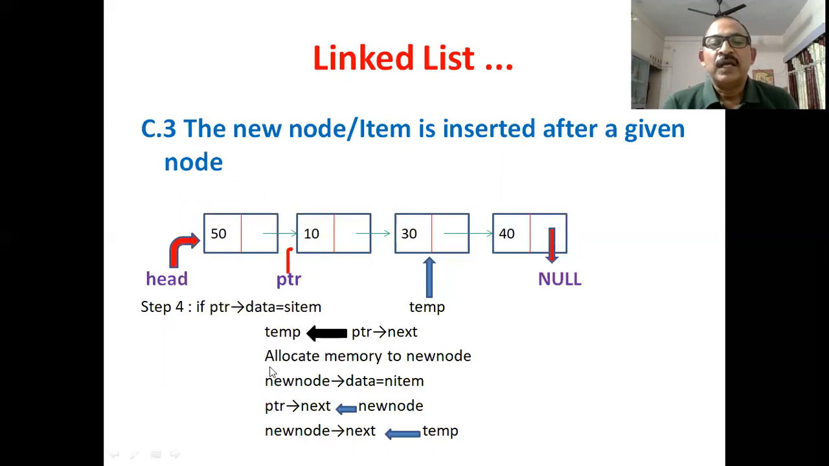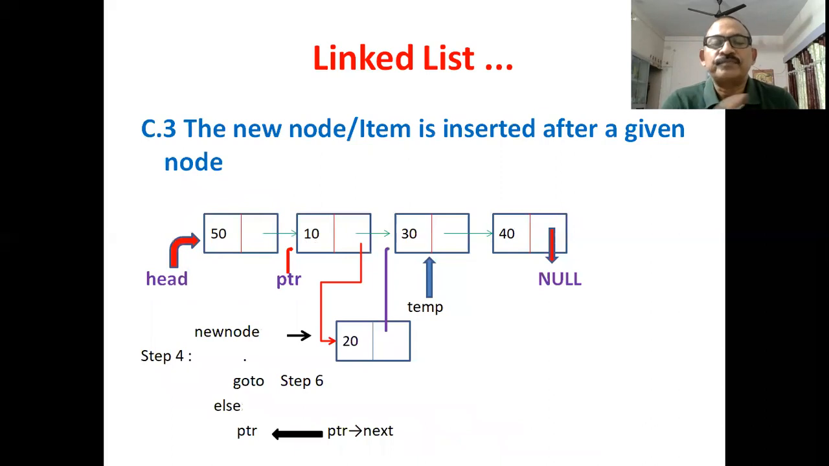Is it clear? Allocate memory to a new node. We take a new node and we put the data into the new node is equal to an item. Next step, PTR next is equal to new node. Okay, and new node next is equal to 10. Let us see in detail. This is the situation. If search item is 10, is it clear? What will we do?